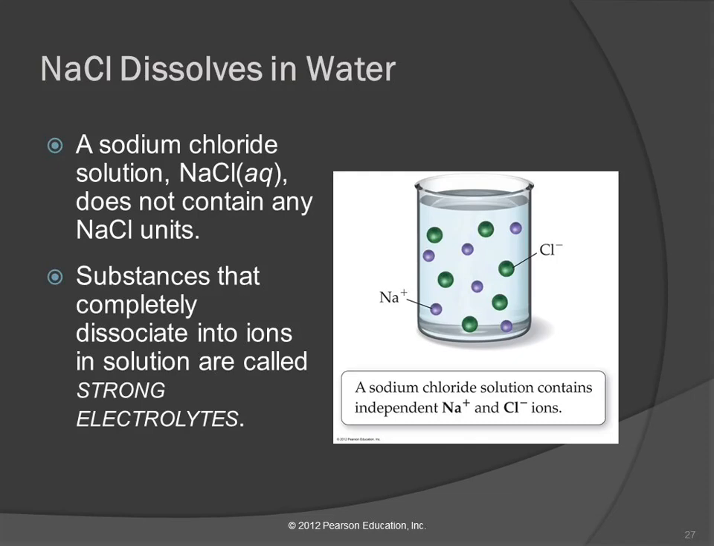So here's a picture of sodium chloride being dissolved in water. Table salt. You dissolve table salt in water, and it separates into its ions. You don't see any sodium chloride units floating around. It's all just sodium ions and chloride ions. So we say it dissociates. When people associate, they come together, and when you dissociate, you go apart from each other. The ions dissociate. And a substance that dissociates completely is called a strong electrolyte.